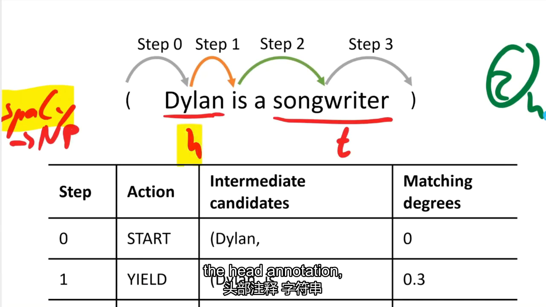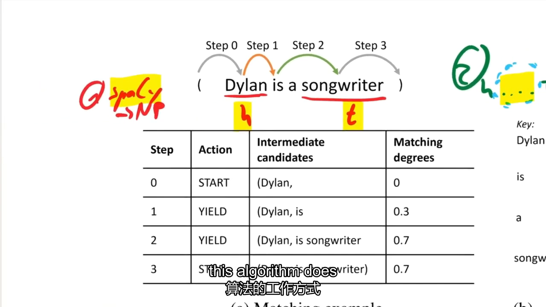Okay, so you see that the task is now reduced from building knowledge graphs to simply: given a head annotation, a head piece in the string, a span, and a tail span, extract any span in between the head and the tail that describes the relation between the head and the tail. So the way this algorithm does it, that's where it uses the language model.